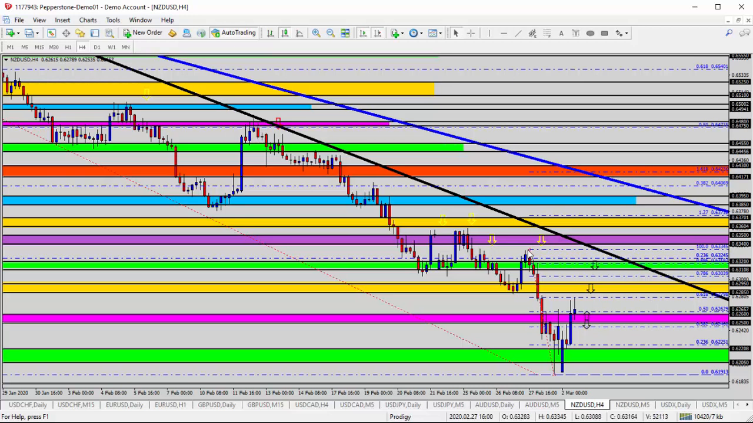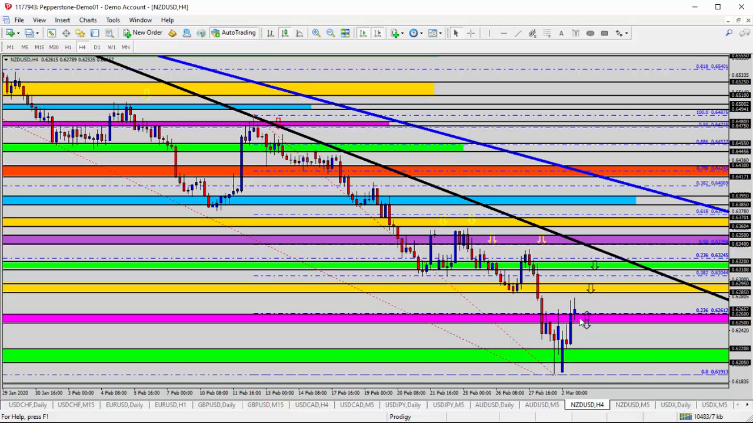So you can nitpick Fibonacci all day long. You could do it here, you could do it here. But I think the longer term fib really has my interest back up here towards the trend line, that black trend line and that green zone, just into the 0.6300s again.